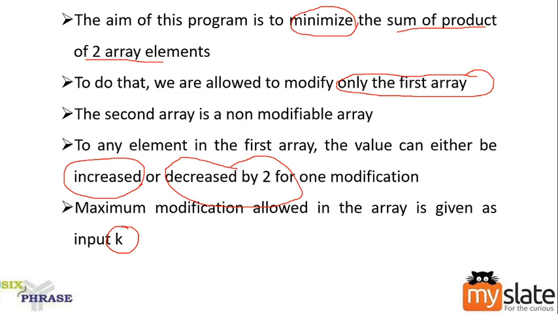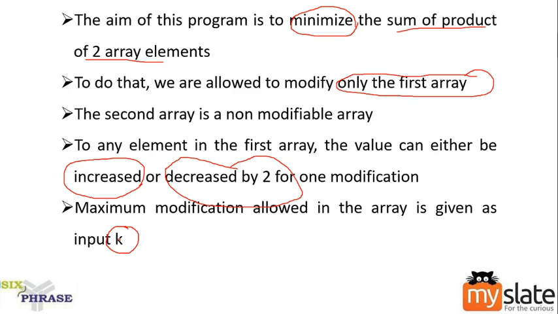Yes. So we are going to minimize the sum of product values. To do that, we are not going to change both the arrays, only the first array. By change, we mean that one element can be increased by 2 or decreased by 2. Second, you can either change the same element or different elements. That is up to you. But at any point of time, you can either increase the value by 2 or decrease the value by 2. And the maximum modification allowed in the array is given as input k.